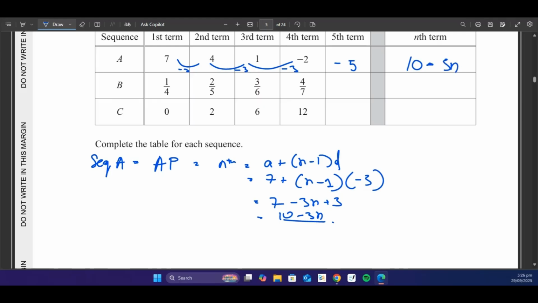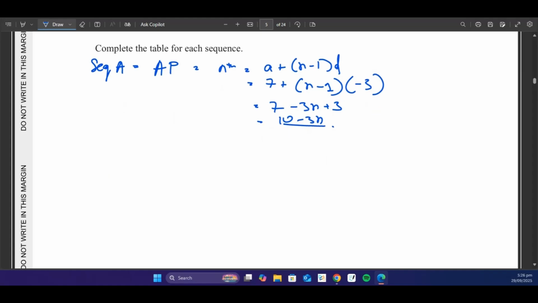Perfect. Next, 1 upon 4, 2 upon 5, 3 upon 6, 4 upon 7. So what's happening is that we're adding 1 in the denominator and adding 1 in the numerator as well. So that would give us 5 over 8. And the nth term would simply be something divided by something. So it would be n divided by n plus 3. Why? Because let's say this is our n equals 1, and the nth term is n plus 3, the 4. So n over n plus 3.